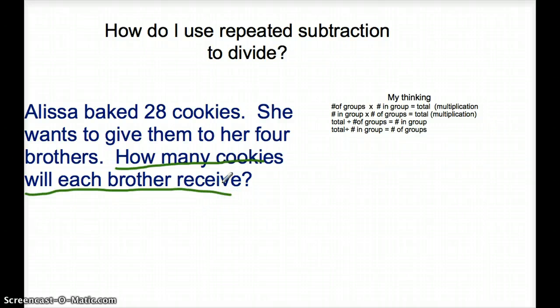So what does that mean? So she's baking all of these cookies and then she's going to split them up with her 4 brothers. So that sounds like division because I'm starting with the total and they're telling me the number of groups, that's her 4 brothers. And so I have to find out how many in each group. How many cookies are each of her brothers going to receive? So the problem is 28 divided by 4.